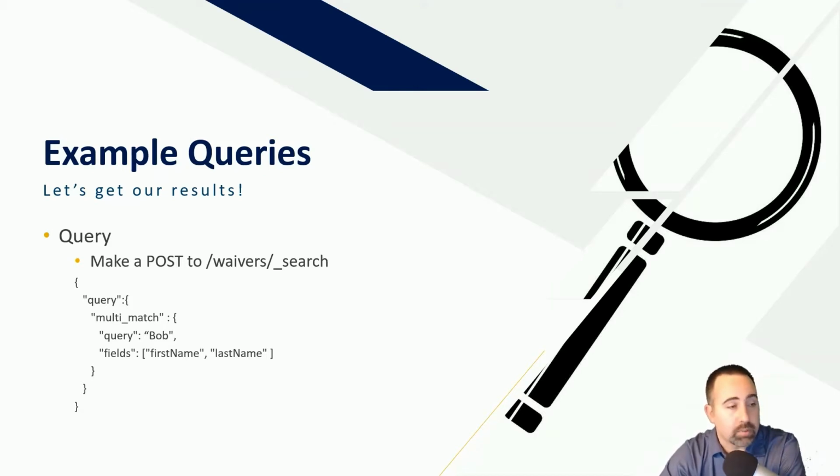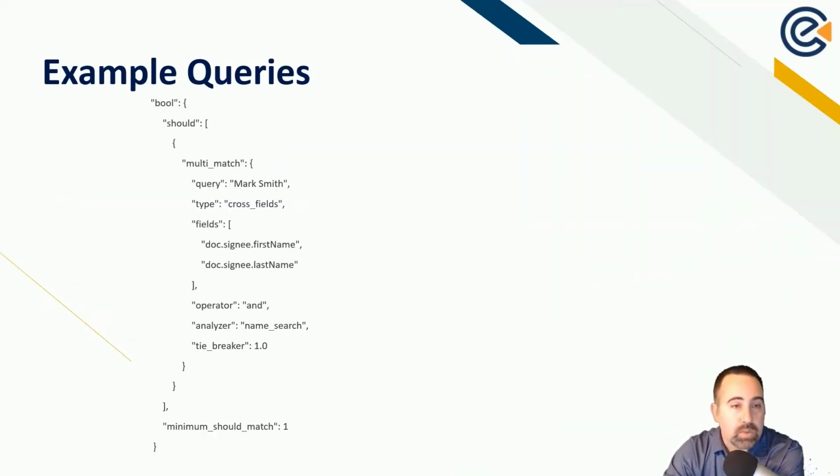It doesn't just have to be one property down, those kinds of things. All right, so let's get into some more nitty-gritty queries. In this example, I'm saying I want to get back a name. And this is where that analyzer comes into play, because I want to look for Mark Smith across fields, in first name and last name.